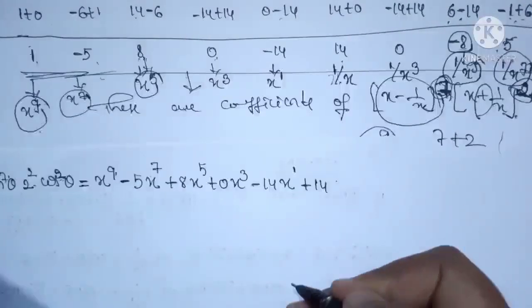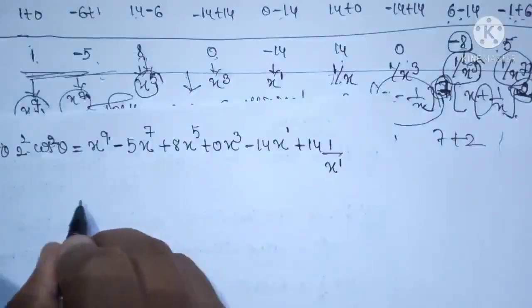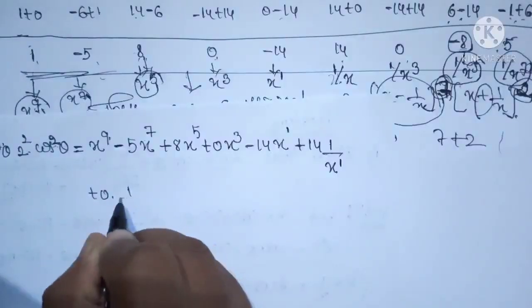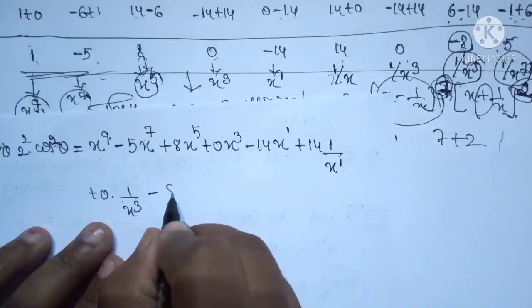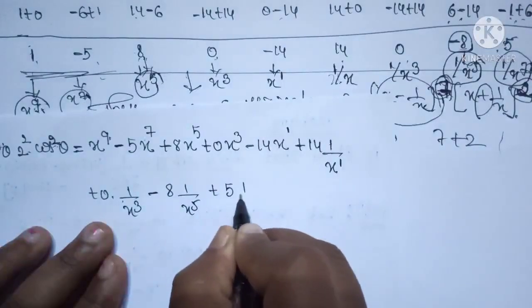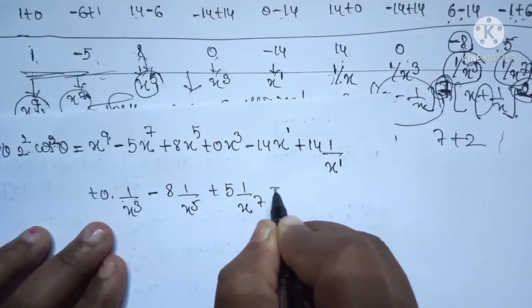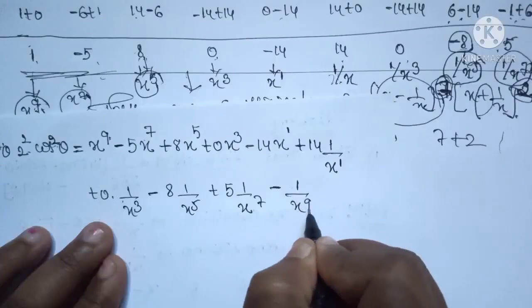Next we should take the reciprocals: 1 by x power 1 plus 0 into 1 by x power 3. So finally we will get 0 only. Minus 8 into 1 by x power 5, plus 5 into 1 by x power 7, minus 1 into 1 by x power 9.